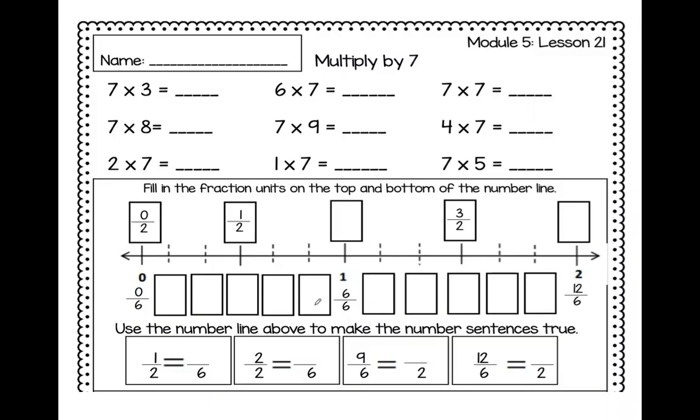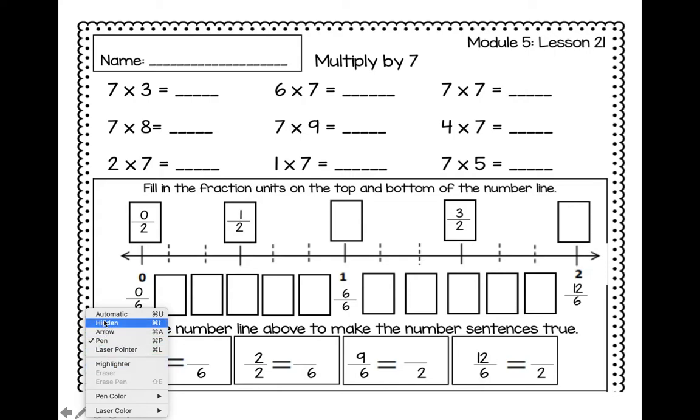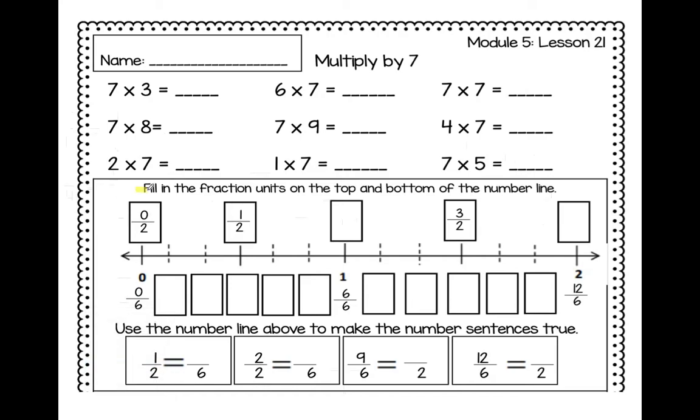Okay, we're going to move on. So this is something you're going to actually work on during your time this week. You're going to get this as a PDF to work on. We are not going to work on the top section right now. That is something I want you to do by yourself, which is to practice multiplying by 7. What we are going to look at is filling in the fraction units on the top and bottom of the number line, and then we're going to be able to compare them. Because remember, our goal is to be able to compare our equivalent fractions using a number line. So this is what we're focusing on, this part right here.